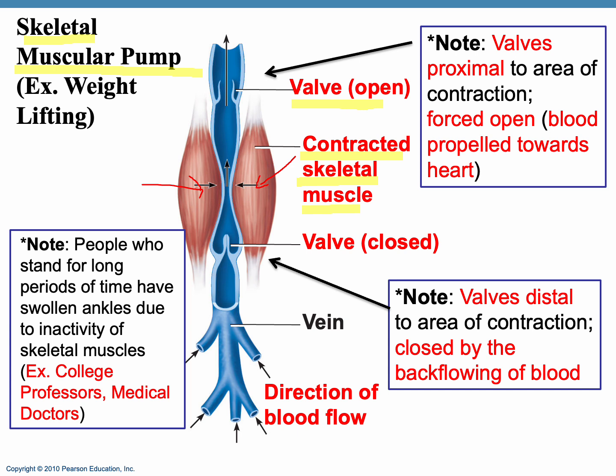The valve that's proximal to the area of contraction is forced open, important to propel the blood towards the heart. While the valve which is closed, distal to the area of the contraction, closes up. That's important so there isn't any type of backflowing of blood. So a very important concept to think about when you're working out and you're lifting your weights in the gym.